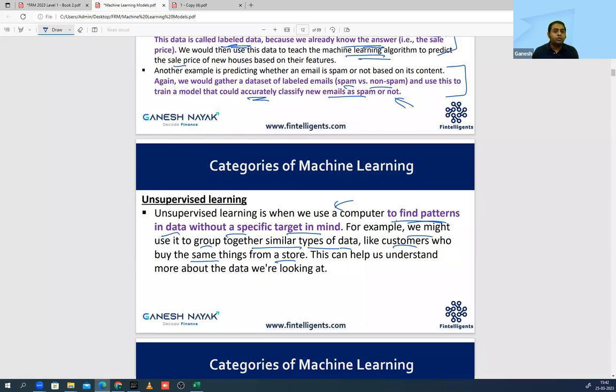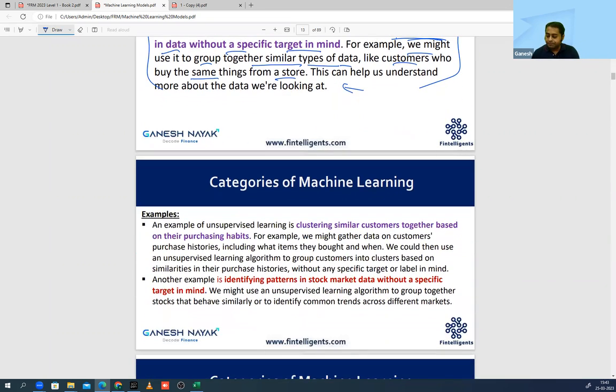Zomato, when you open it, automatically gives you a pop-up. It is all driven by this machine learning. So over here, unsupervised pattern simply means we don't want to do any prediction. We want to find the pattern. Let us look at an example. Look at this. Clustering. Clustering means what? Grouping.